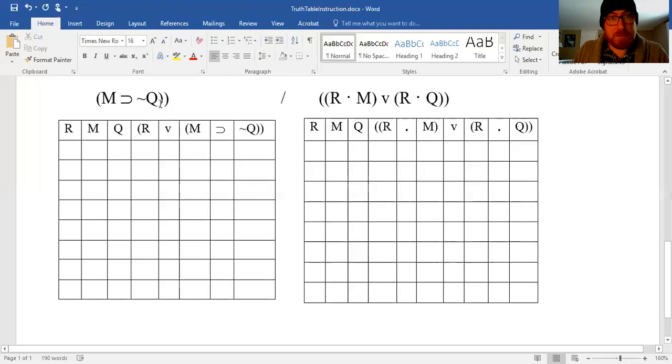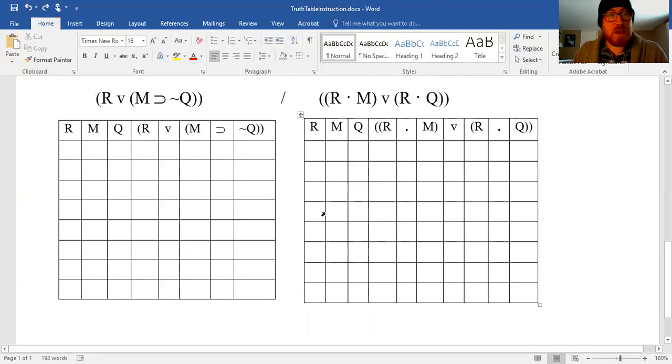I'm comparing these two statements. Okay, so if I were just doing a truth table on this statement on its own, I could do that with just 4 lines. But since I'm comparing statements, I need to make sure that my truth tables have the same number of lines. So since I need 8 lines over here, I need 8 lines over here as well. So even if all your letters aren't being used in both formulas. So here I'm using R, M, and Q. Here I'm only using M and Q. You still need to have the same number of lines in both of your tables when you're comparing formulas.